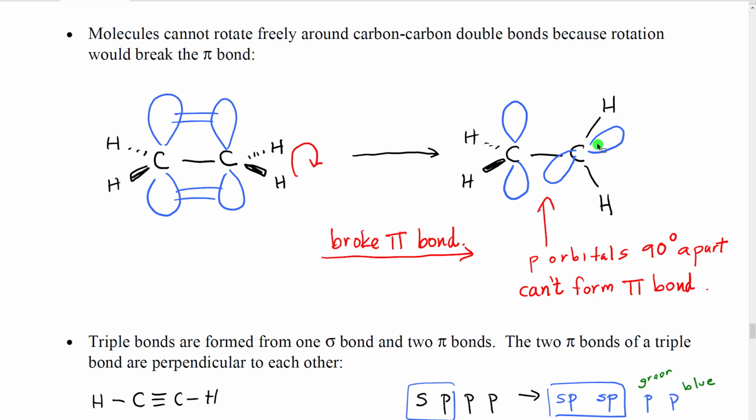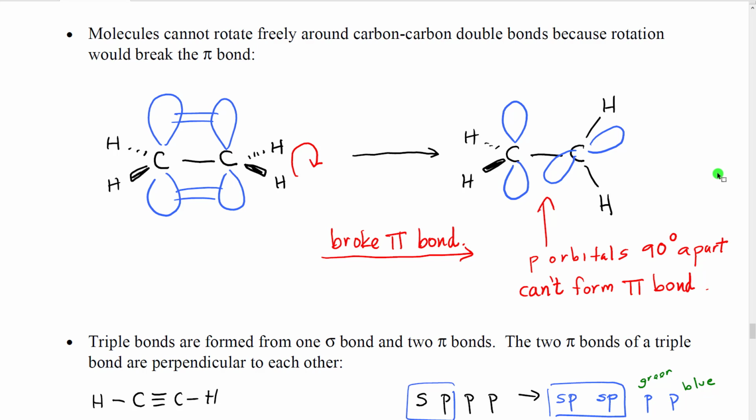Now, because they're 90 degrees apart, there is no electron cloud here for this to overlap. There is no electron cloud here for that to overlap. So effectively, we would have broken that pi bond into two separate p orbitals. That would cause the electrons to go up in potential energy, and the higher they go up, the harder it will be to rotate around that bond.